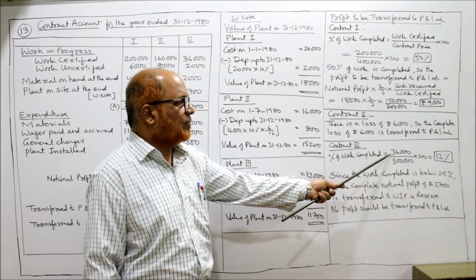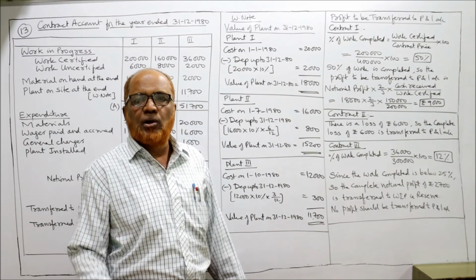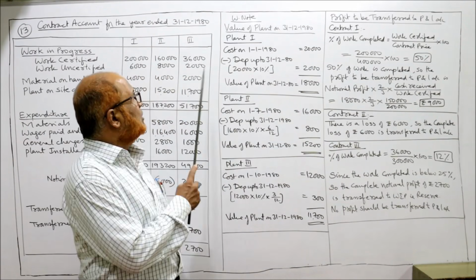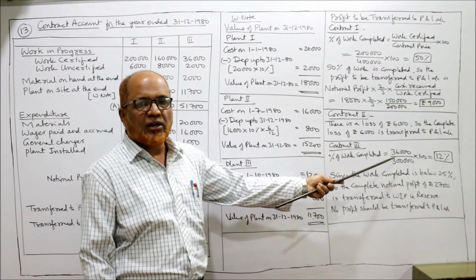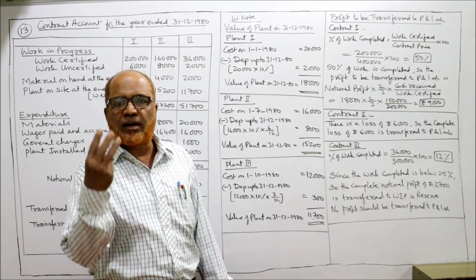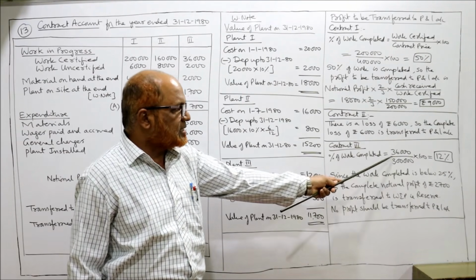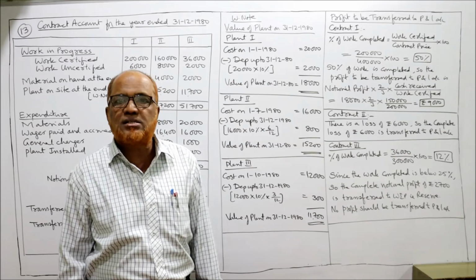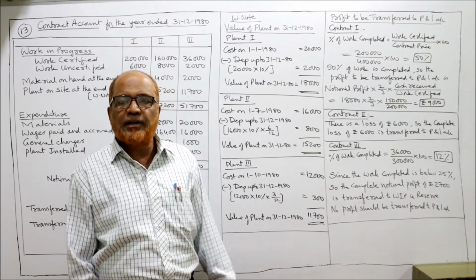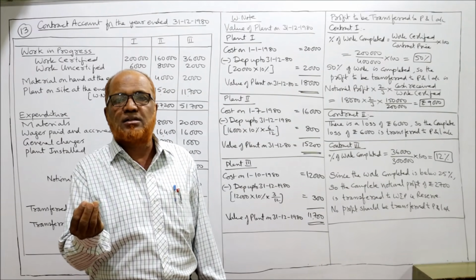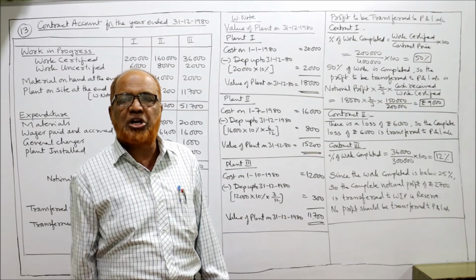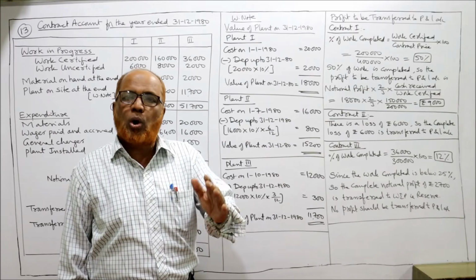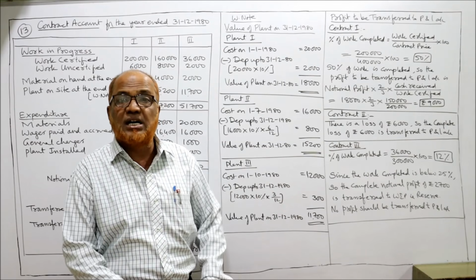Percentage of work completed is work certified by contract price. Work certified is 36,000, you can see here, and the contract price of the third contract is 3 lakh. So 36,000 by 3 lakh into 100, 12%. The work completed is only 12%. That means below 25%, so no profit should be transferred to P&L account. The whole profit should be transferred to reserves.